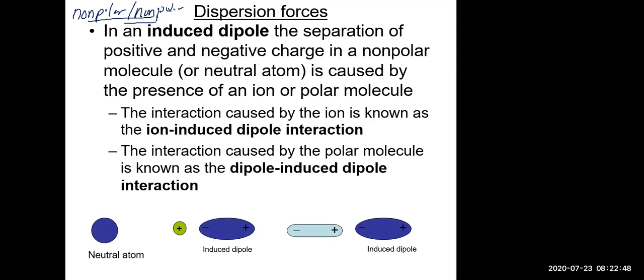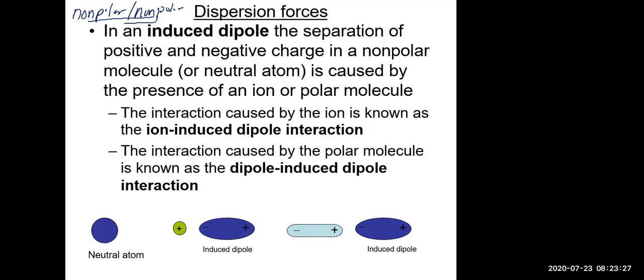But there is a way you could make an interaction occur, even if something normally doesn't have a charge. That is what is sometimes referred to as an induced dipole. An induced dipole is basically a separation of the positive and negative charge in a nonpolar or neutral atom that's caused by the presence of an ion or a polar molecule. So even though technically a nonpolar molecule will not have a positive side or a negative side, you could temporarily make it have a positive side and a negative side.